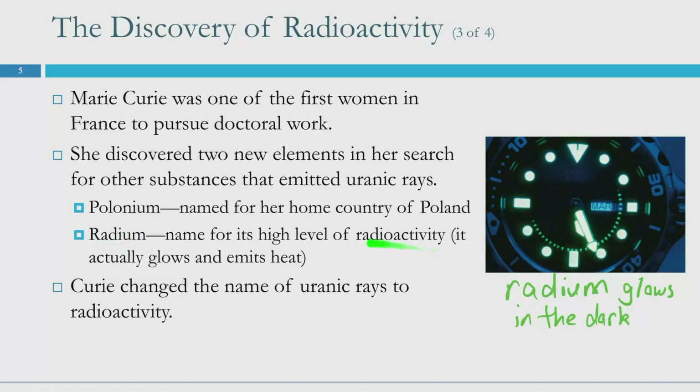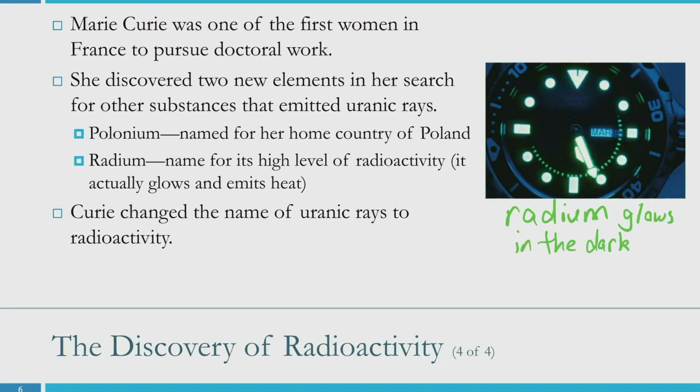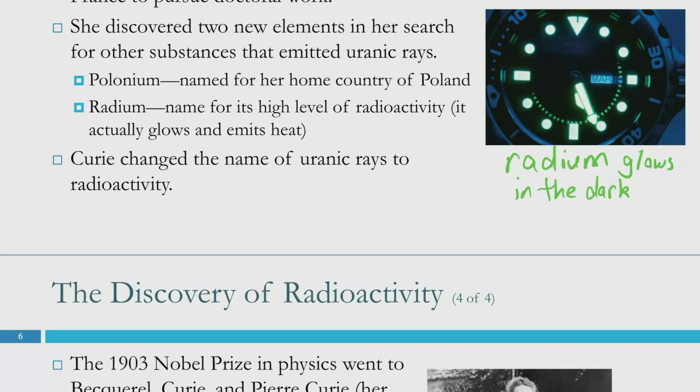Radium is named for its high level of radioactivity. It glows and emits heat just by itself. So old watches and old clocks, they used to actually paint. They had a special radium paint that they would use to get them to glow in the dark. So you didn't have to charge it up by exposing it to sunlight. It would just glow in the dark all the time, and people painted those on by hand. You can look up the Radium Girls if you want to learn more about that. It's a little bit grim.